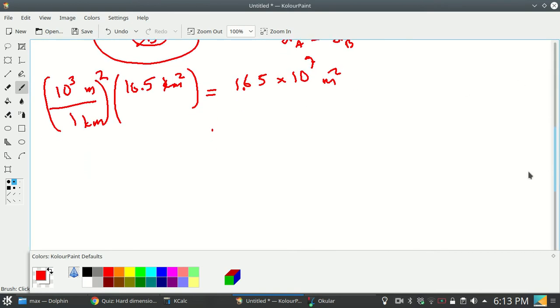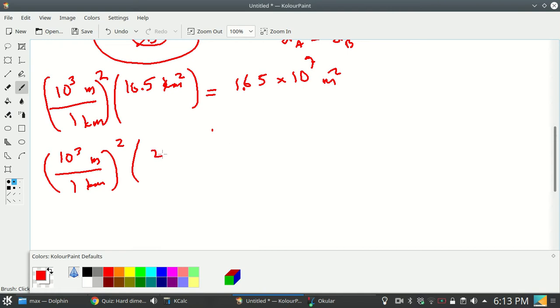What about the other guy? The other guy is going to be the same thing. That many meters is 1 kilometer. I know I'm going to have to square it. And I got 27.7 kilometers squared. That's what I got. I think you got different numbers.